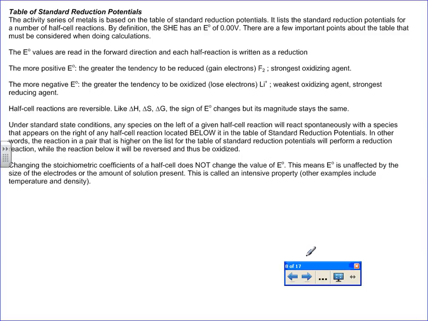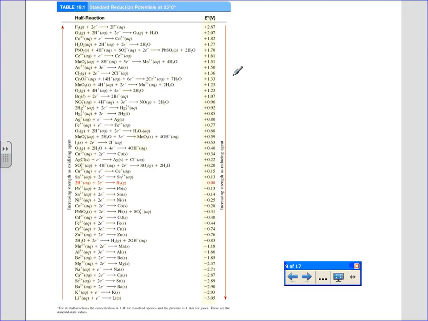Now there's just a few things to note about the table of standard reduction potentials. So as we look at the table here, first of all, the reactions are read in the forward direction, and they're all reduction reactions. So in a lot of cases, you'll need to flip the reaction around to determine what the oxidation reaction is.